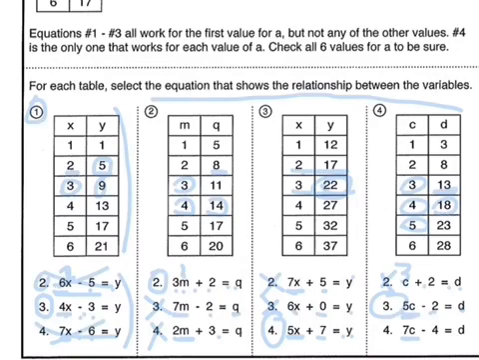How about if we do a 5 in there? 7 times 5 is 35. 35 minus 4 is 31. And it's not 31, it's 23 that goes with the 5. And so you can see number 3 is the correct answer.